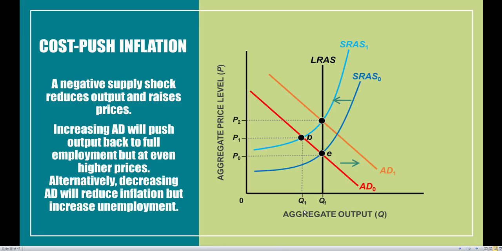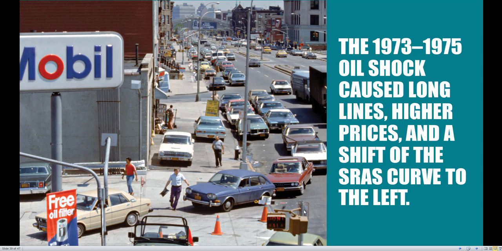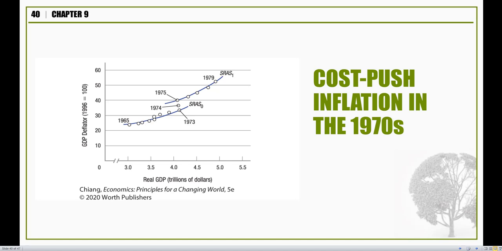Is there a good example or an application of cost push inflation? The best one that we have is in the United States, the 1973 to 1975 oil shock that essentially affected a lot of countries worldwide. It caused long lines for gasoline, higher prices, and a shift of the SRAS curve far over to the left. So here, during this time period, we notice that the SRAS curve is shifting over to the left. It is a huge negative supply shift to the left because oil is essentially used in the production of nearly every single good, and that just raised prices over a very, very short amount of time. So cost push inflation and application.